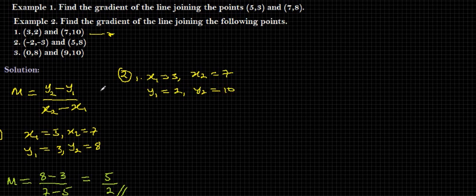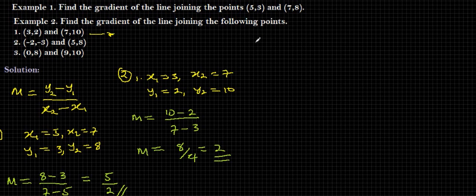So we're going to also substitute this in this formula. So if we substitute that in that formula, we're going to have m to be equal to y2 now, which is 10 minus y1, which is 2, divided by x2, which is 7, minus x1, which is 3. So the gradient is going to be equal to 8/4, which will be equal to 2. So the gradient of these 2 points here, or the gradient of this line, is equal to 2.